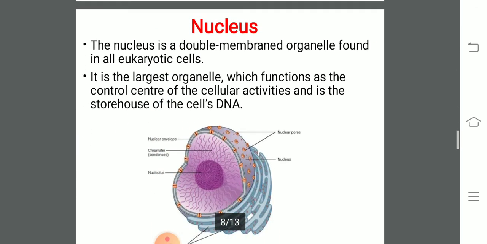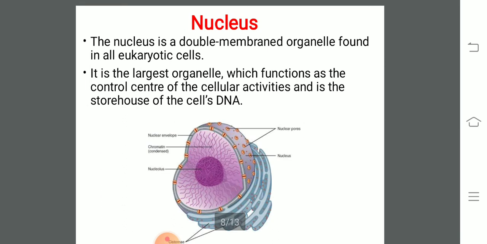So let us start with the nucleus. What is the nucleus? The nucleus is a double membrane organelle found in all eukaryotic cells. It is the largest organelle, which functions as the control center of all the cellular activities and is the storehouse of cells' DNA.